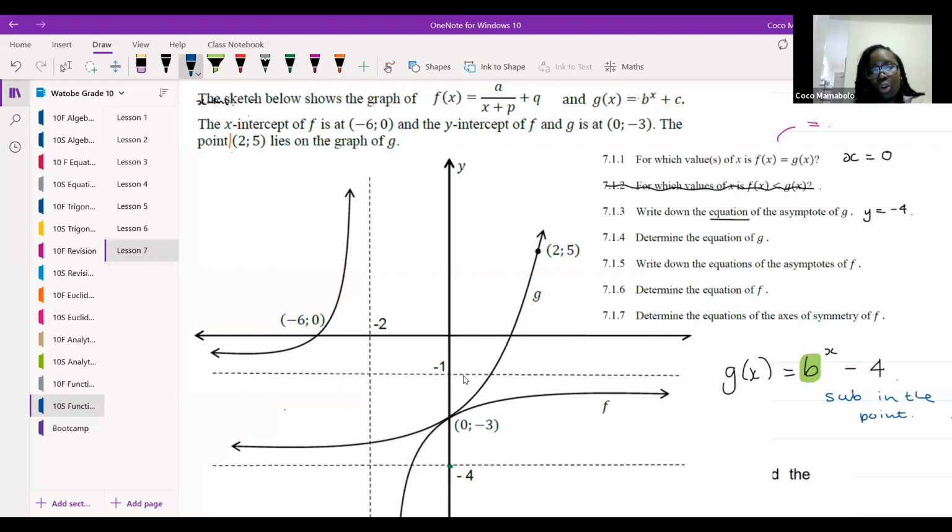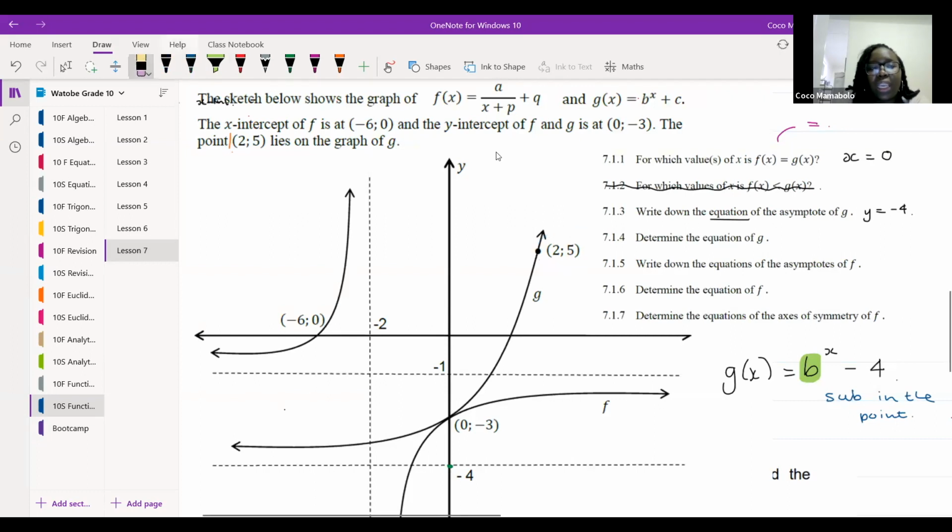Yes, Gift, always. Sometimes, Gift, instead of writing c, they will write q, but that doesn't change anything. It will still be that. Okay, cool, everybody's with me. They've given us the point (2; 5).